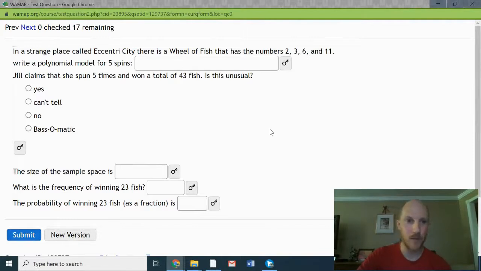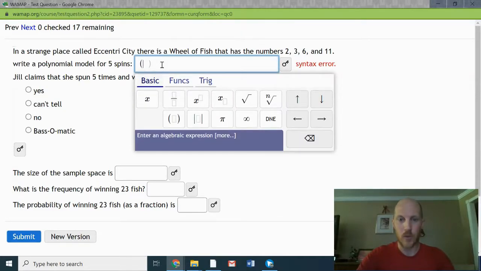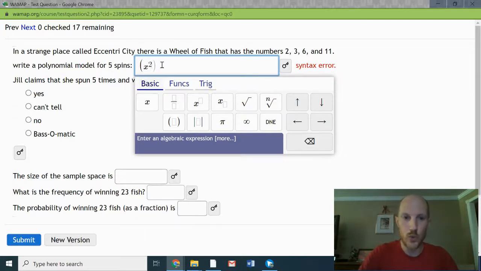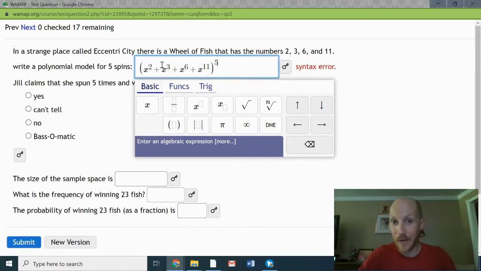All right, here's an example out of the assignment, starting from the top. In a strange place called Eccentricity, there's a wheel of fish that has the numbers 2, 3, 6, and 11. Write a polynomial model for 5 spins. I'm going to use those outcomes as my exponents: (x to the power of 2 plus x to the power of 3 plus x to the power of 6 plus x to the power of 11). Close those parentheses. Raise that whole expression to the power of 5 spins.